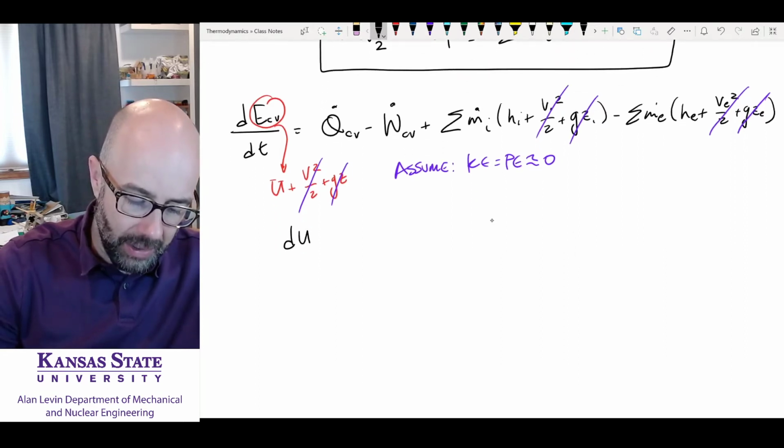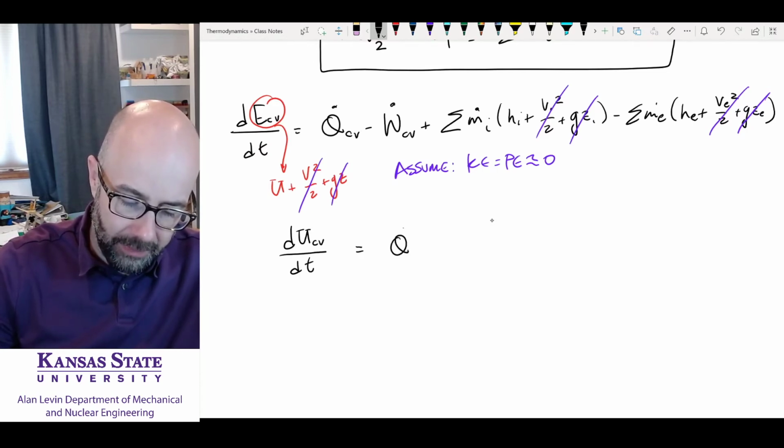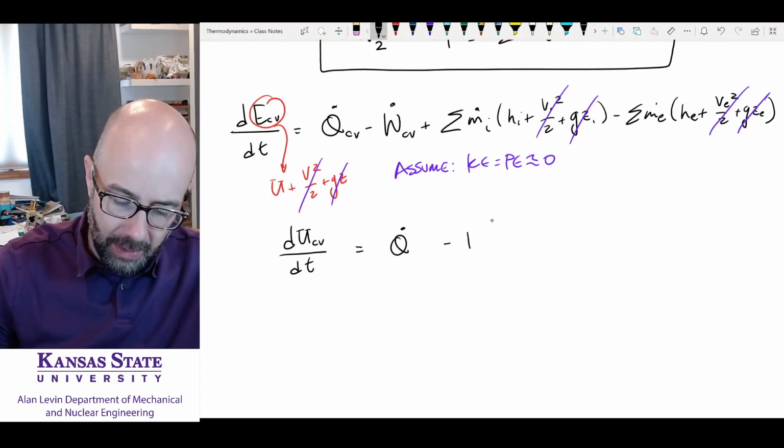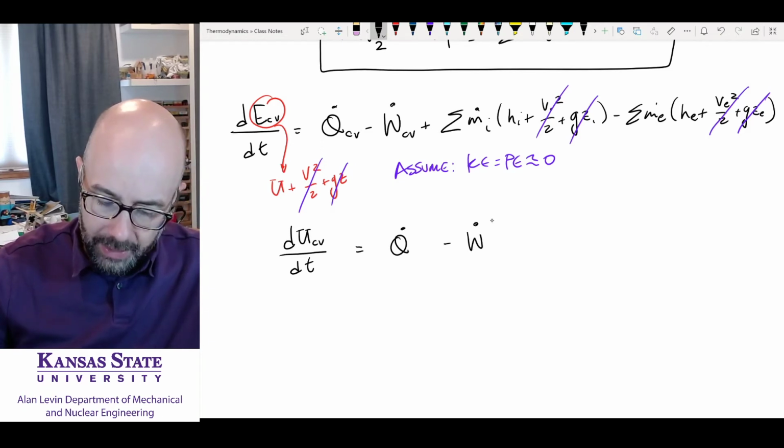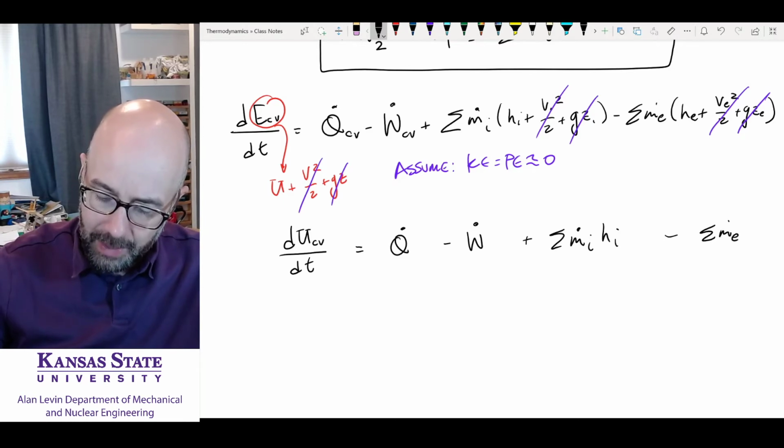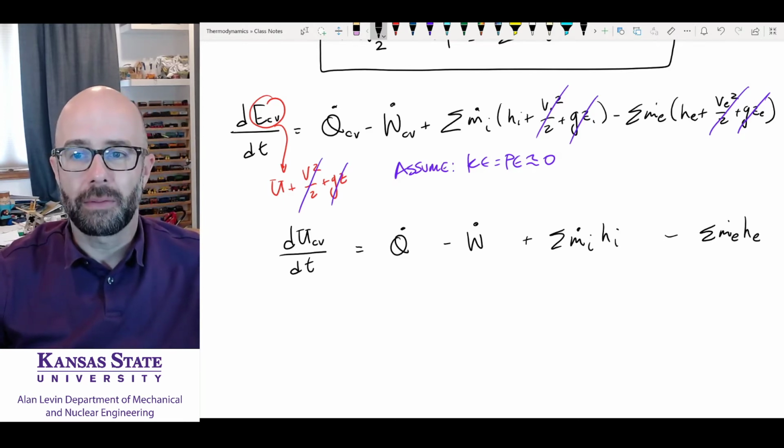The change in internal energy of my control volume with respect to time is equal to Q dot minus W dot plus the summation of my mass flow rates in times my enthalpy in minus the summation of my mass flow rate exiting times my enthalpy exiting. That's going to be my equation. Space is put in there on purpose.